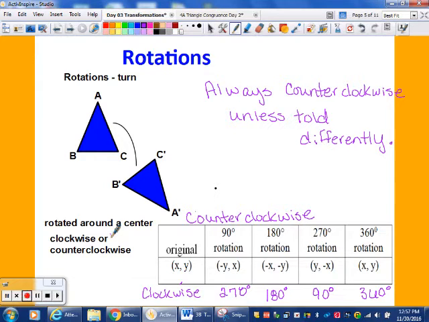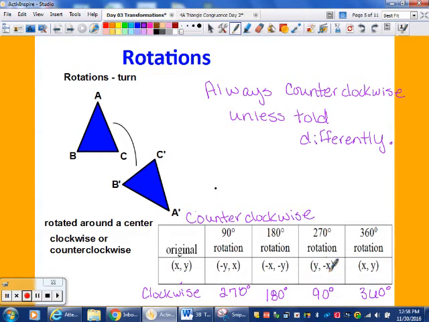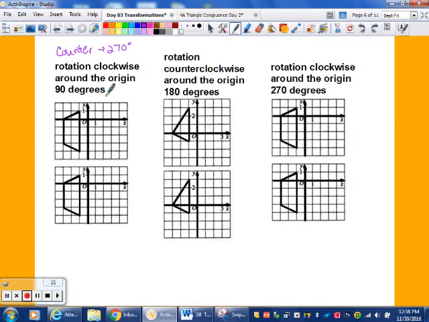Ready to move on? Okay. So let's try some rotations. They give you, this is the original, the top one, and they want us to rotate clockwise 90 degrees. So that would be counterclockwise of how much? 270 degrees. So then we can go back and look. 270, we switch the numbers and negative the x value, right? Okay, so let's see how we would do that.